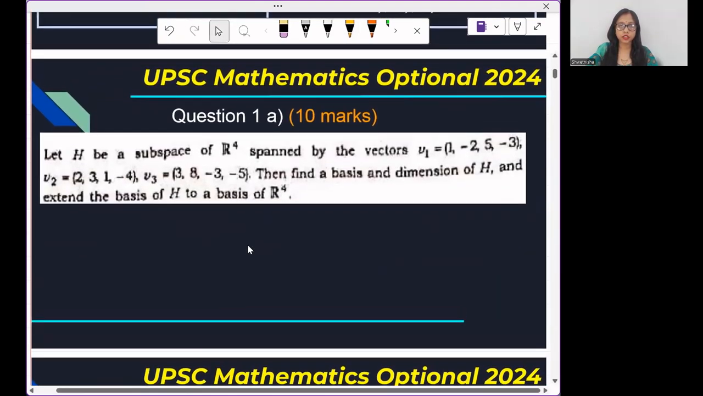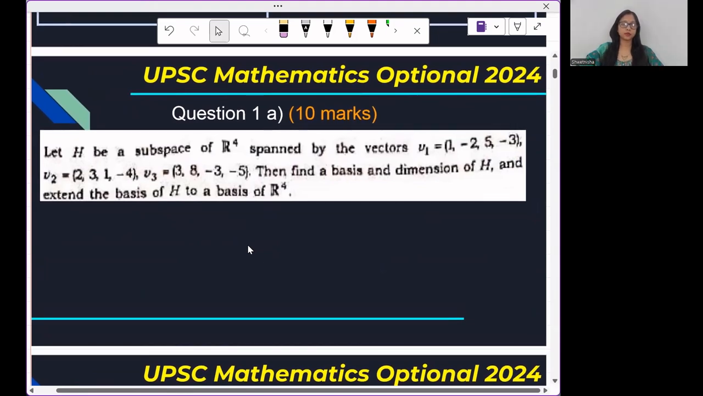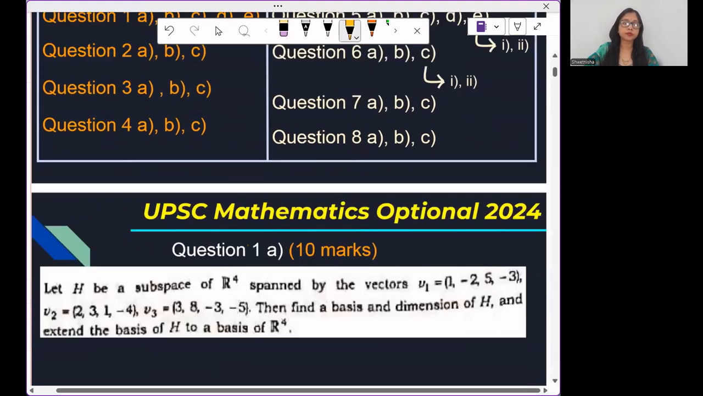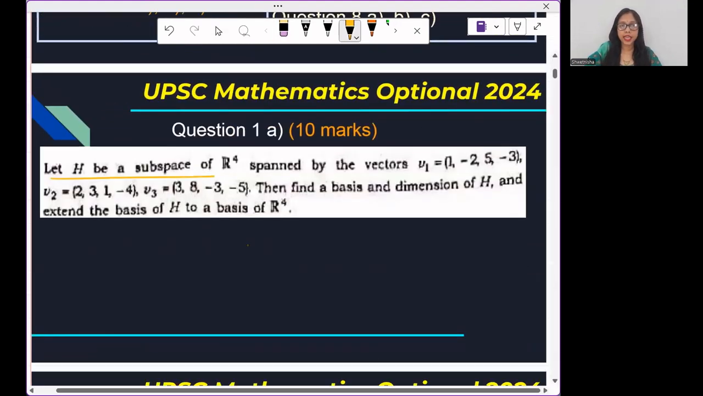This is your first question. This was for 10 marks. Each part of first question carries 10 marks. Question says, let H be a subspace of R4 spanned by the vectors V1, V2, and V3. Then find a basis and dimension of H and extend the basis of H to the basis of R4. All right. So this was a question from linear algebra.